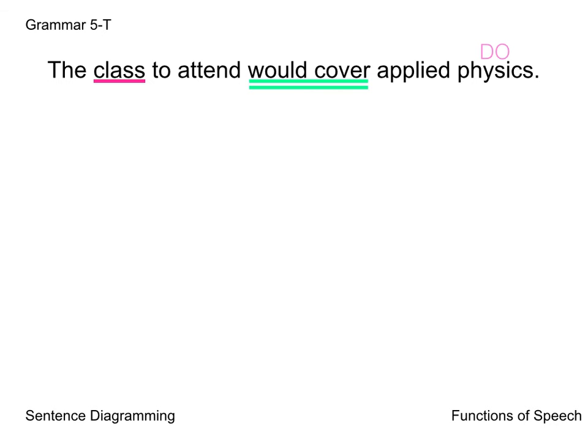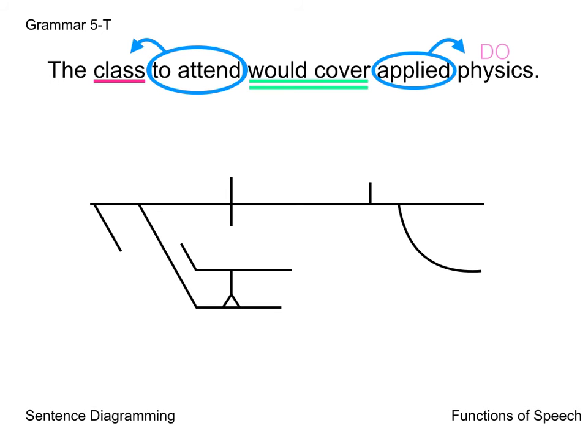And then we have a couple of verbals in here. So the first one is an infinitive phrase, to attend, and it's modifying the class. And then applied physics is going to be our other verbal. So I'm going to circle and draw that arrow and just pop that diagram right in. And so now we can just start filling it out.